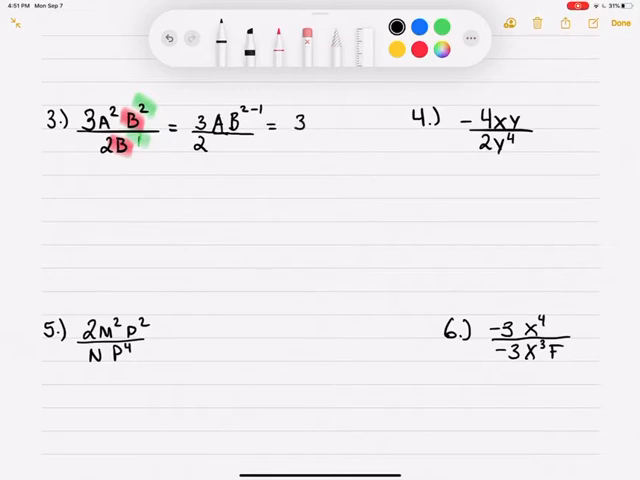So this is 3a b to the 1st over 2. Or you could write it as 3 over 2 times ab. Either way.